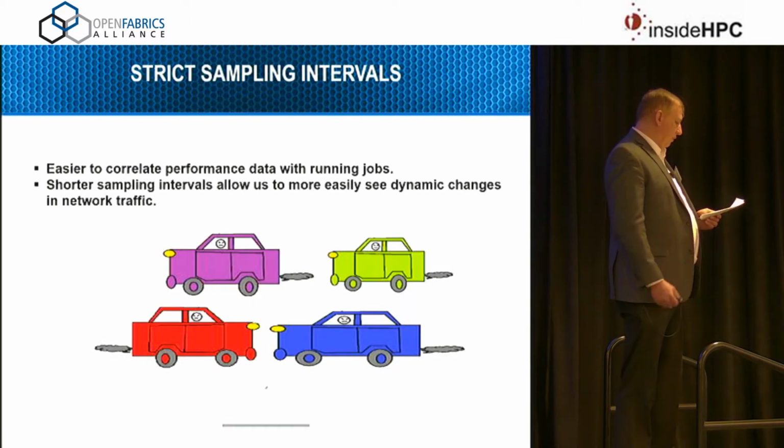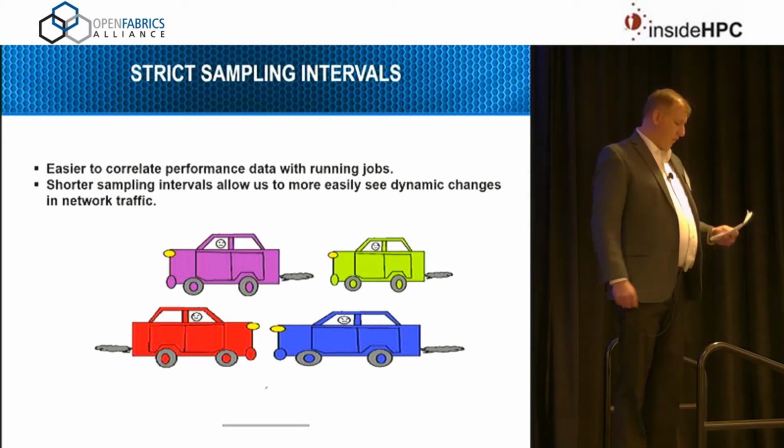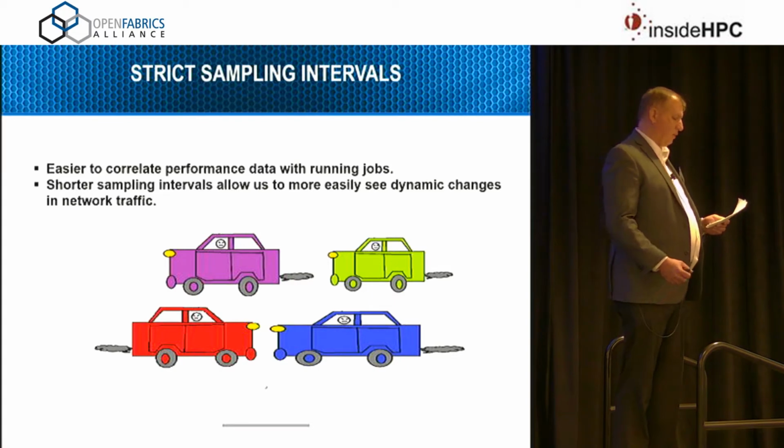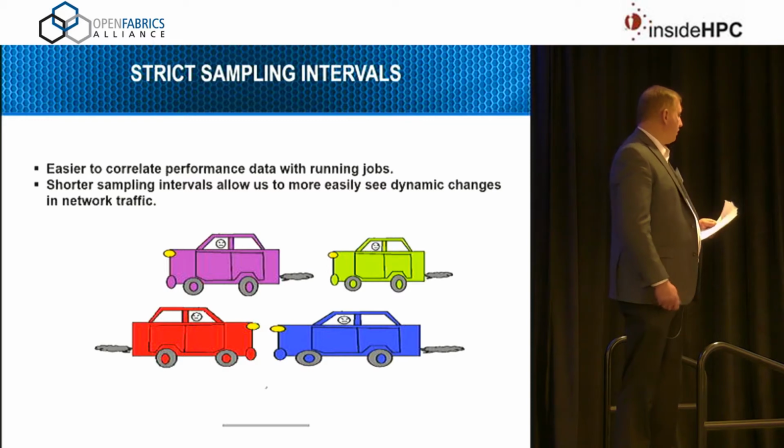By taking high-frequency samples of IB switch ports, we can correlate performance data with user job runs. We can also use that information to learn things about networks that we can use on new HPC systems, and we can ID system events and issues.